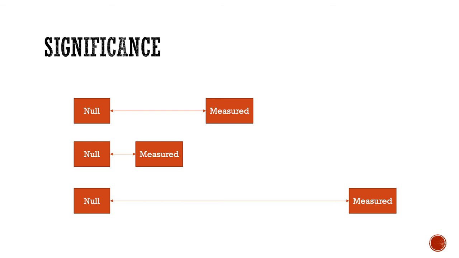So it depends on scale, and it also depends on something called power, which is the chance of finding an effect if there is one. And this is mostly moderated by things like sample size, with higher sample size increasing the power and thus making it more likely that you find an effect if there is one.